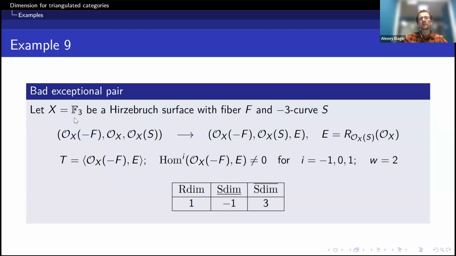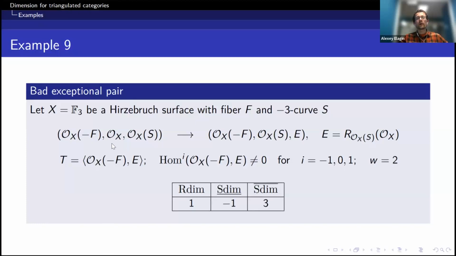This is a projectivization of a vector bundle O plus O(3) on P1. So it has the structure of a P1 fibration over P1. Let F be any fiber, and let the negative section of this fibration be S. This is a curve with self-intersection -3. The surface X is smooth rational of Picard rank 2, and we can consider the following exceptional collection of line bundles that we have on the left.